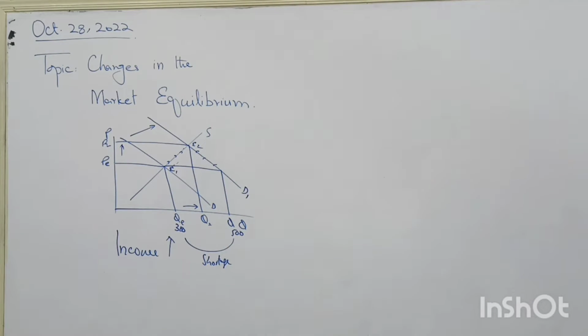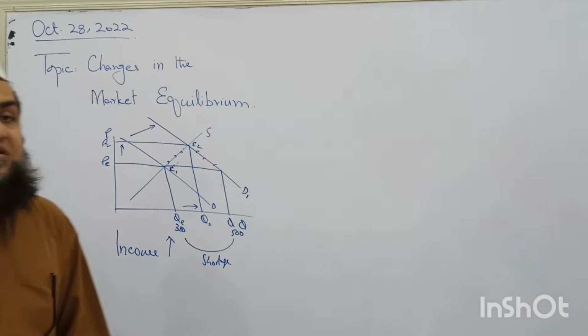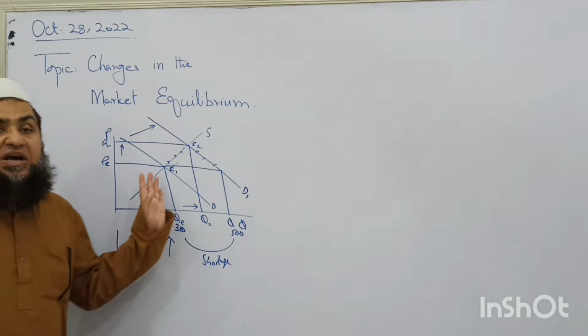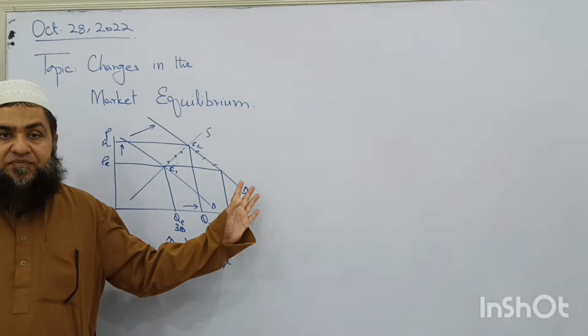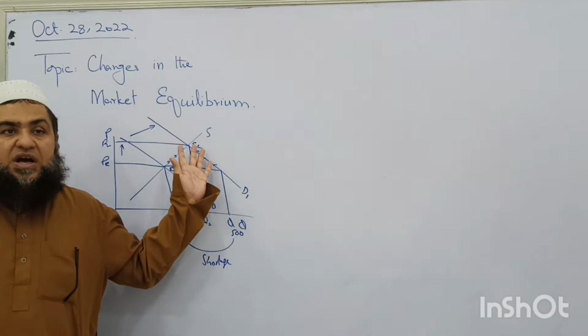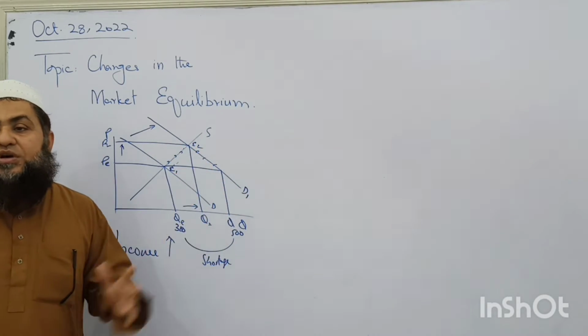Substitutes are the goods which are used instead of each other, like tea and coffee. If the price of tea is increasing in the tea market, the demand for coffee will shift rightward. The coffee price will also increase in the market and the equilibrium quantity will increase.